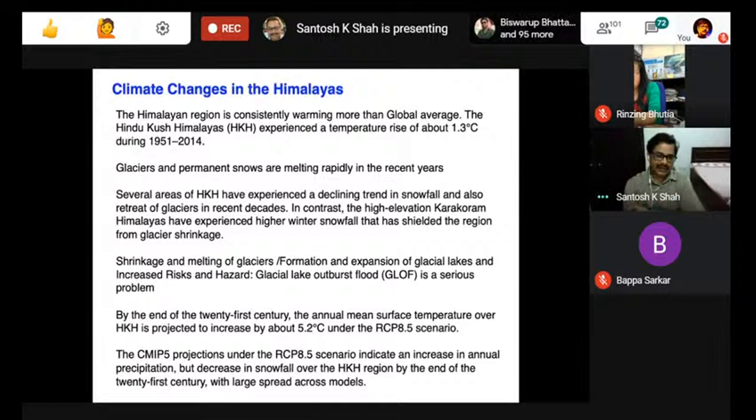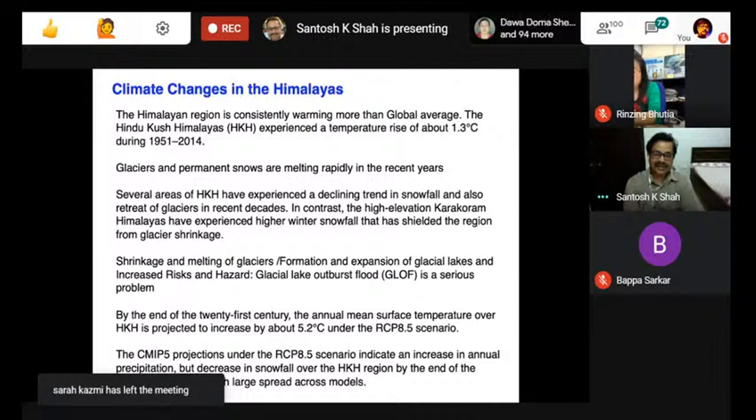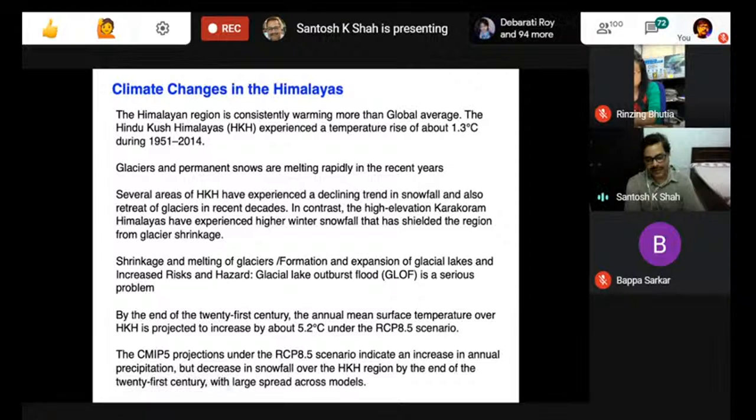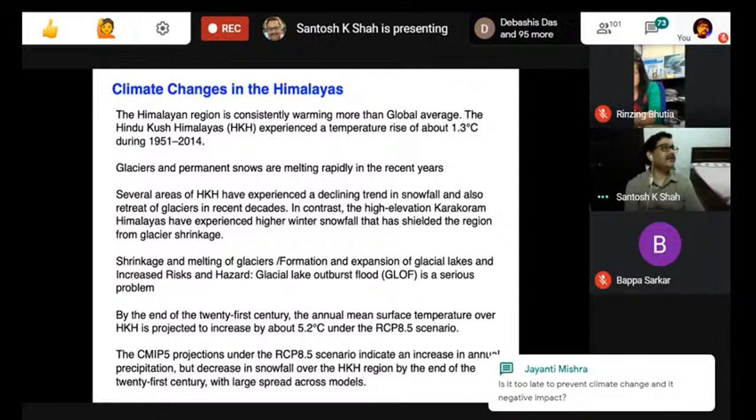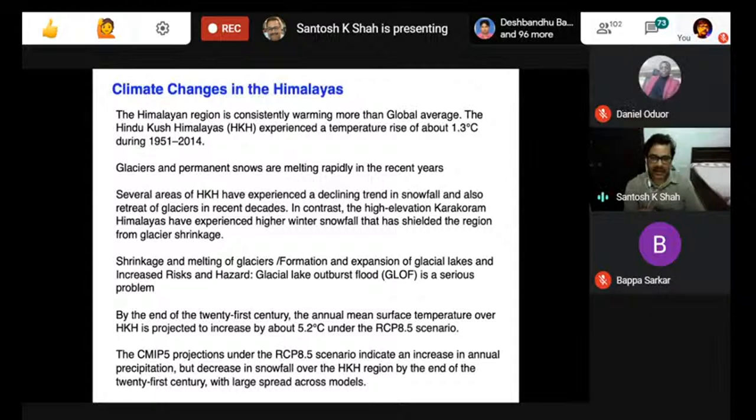As an observation on climate change in the Himalaya, it can be said that the whole Himalayan region is continuously warming, and more than the global average. If you compare the global average temperature and the Himalayan region temperature, the Himalayan region is warmer. The Hindu Kush Himalaya experienced a temperature rise of about 1.3 degrees centigrade during 1951 to 2014. Glaciers and permanent snow are melting rapidly in recent years.